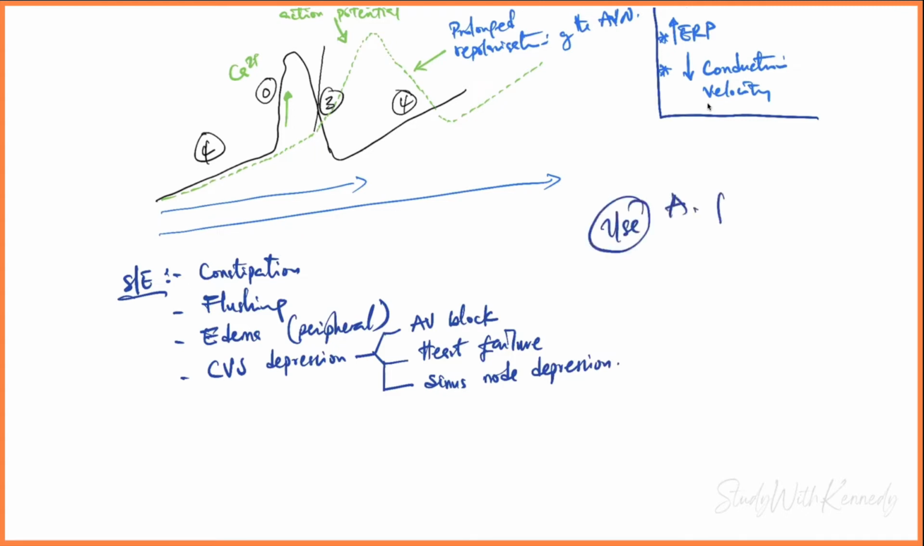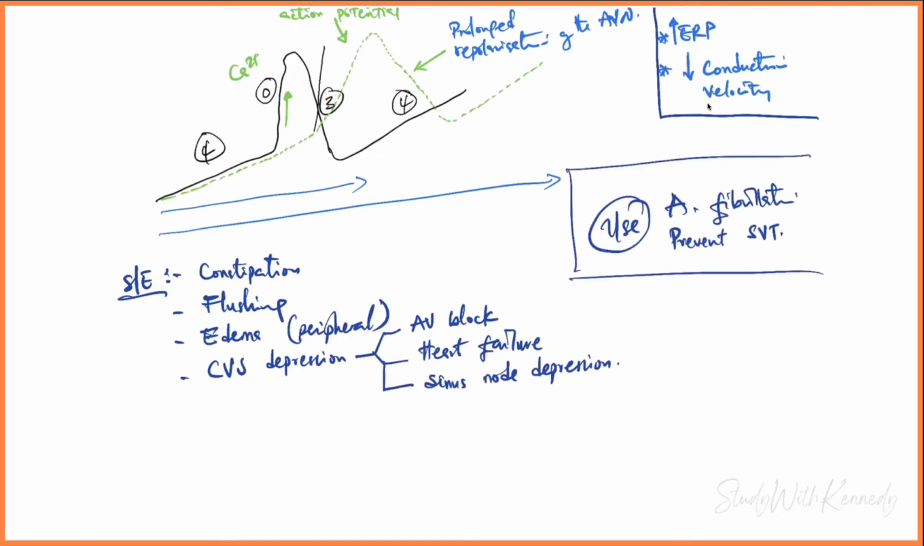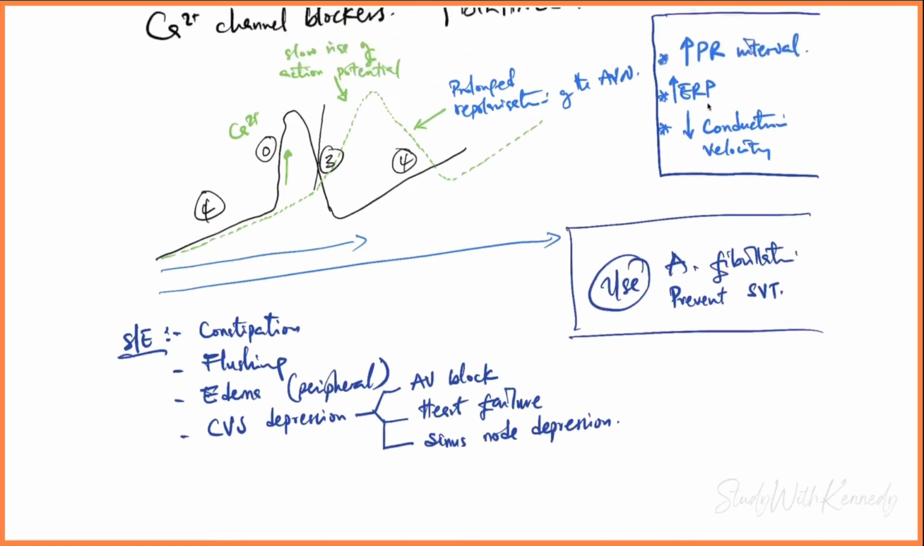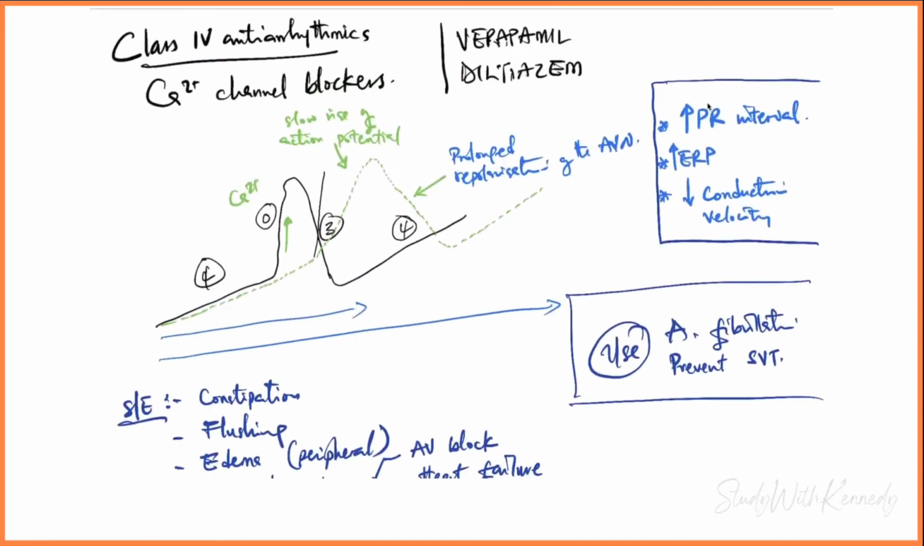Obviously, we use them for atrial fibrillation, and we also use them to prevent supraventricular tachycardia. You want to remember these medications. Very easy. Class 4 antiarrhythmics, calcium channel blockers: verapamil and diltiazem.